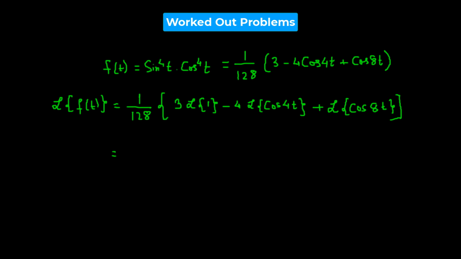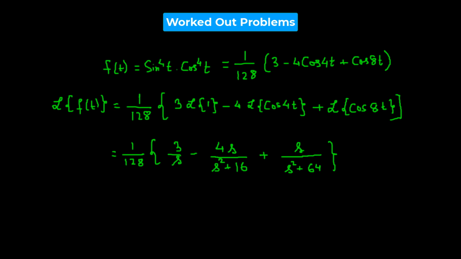So we have 1 over 128 multiplied by 3 times the Laplace transform of 1, so that will be 3 over s, minus 4 times the Laplace transform of cosine of 4t, which will be s divided by s squared plus 4 squared, so that is 16, plus the Laplace transform of cosine of 8t, so that will be s divided by s squared plus 8 squared, so 8 squared is 64. So this is the Laplace transform of the given function, and it is going to exist for all values of s greater than 0.